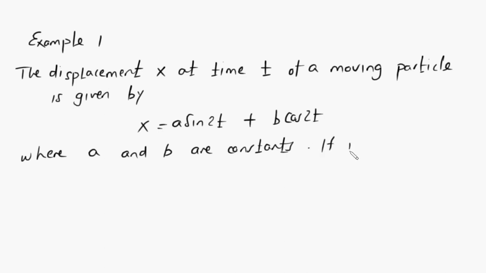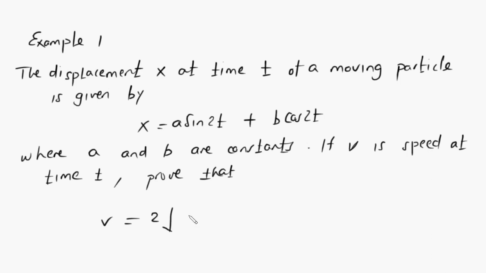So if v is speed at time t, prove that v is equal to 2 the square root of a squared plus b squared minus x squared. So we just have to prove this, okay? So that's the question. Let's now solve it, okay?